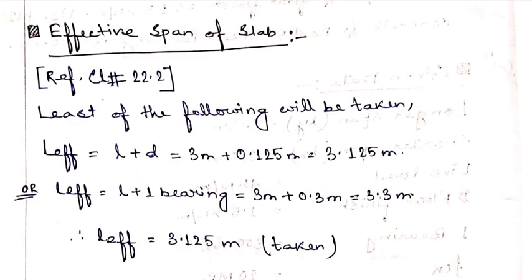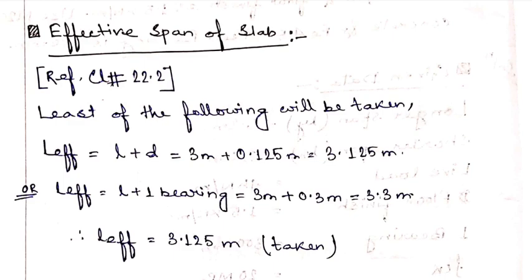0.125 meter is the effective depth, we know that's 125 mm. Or effective length is equal to span plus one bearing, which is 300 mm given, that means 0.3 meter. So 3 meter plus 0.3 meter is equal to 3.3 meter. So the lesser of these is 3.125 meters. So L effective is equal to 3.125 meter, that is taken.